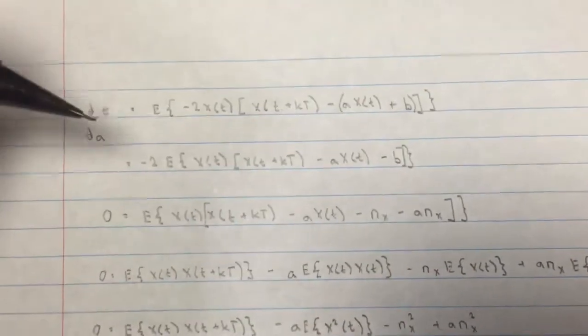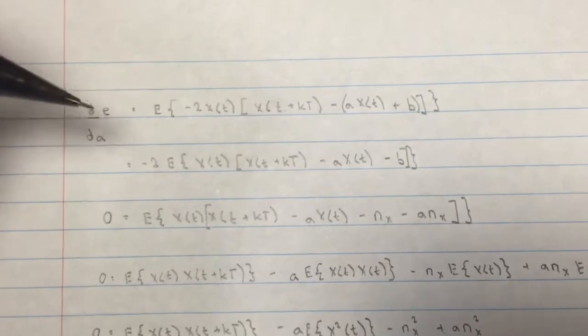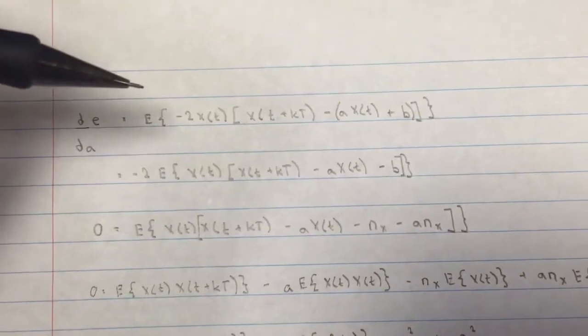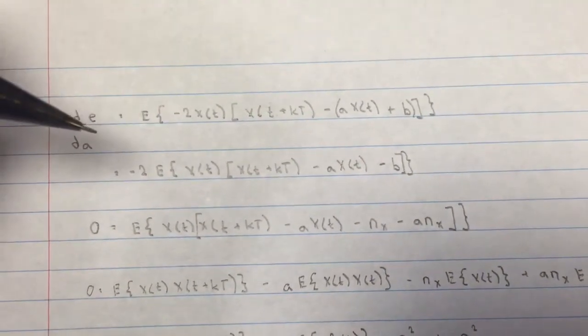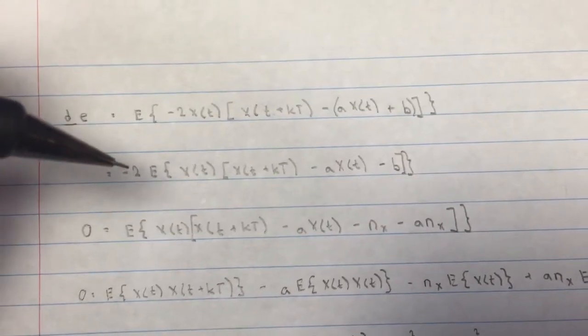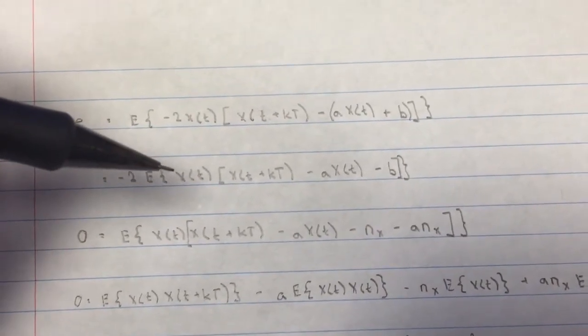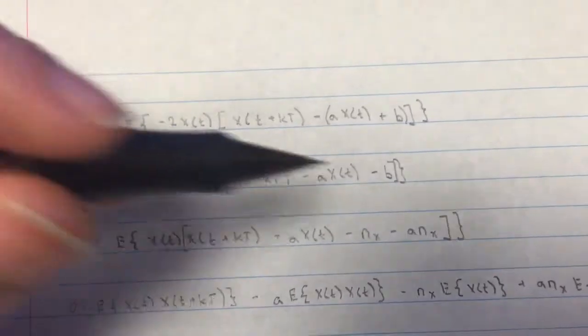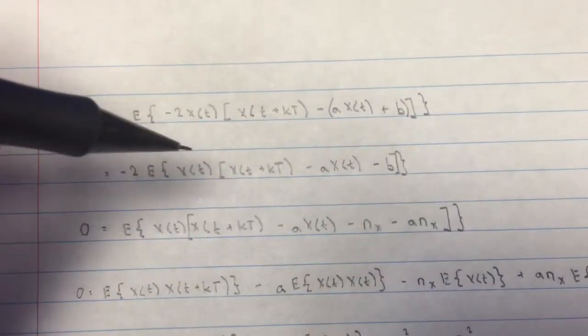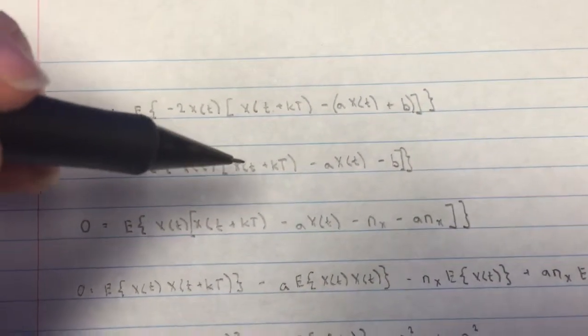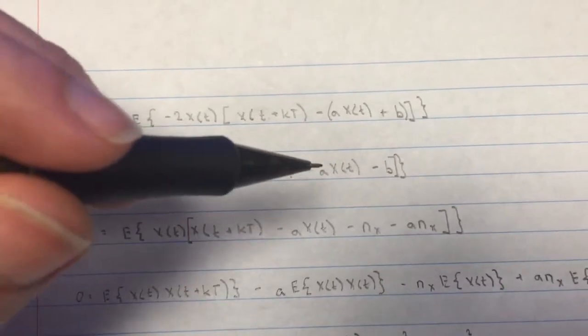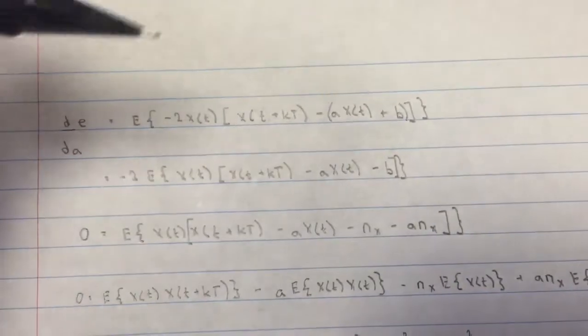In order to find what a is, we simply take the derivative of this function, but with respect to a instead of b. When we do it with respect to a, it's equal to -2 times the expected value of x of t times this function, because of the chain rule. So it'll be x of t times x of t plus k big T minus a x of t minus b.